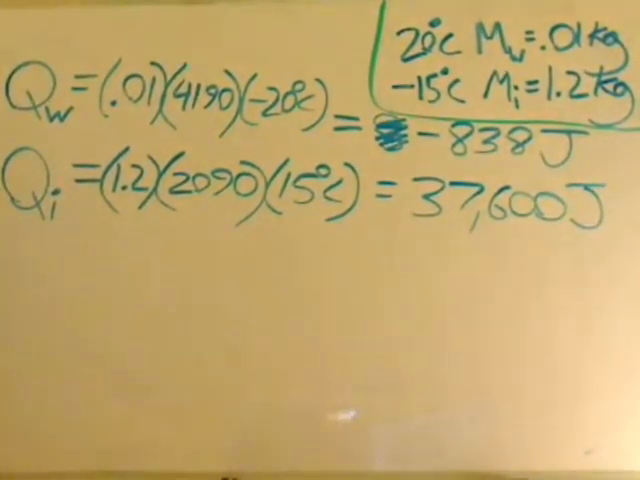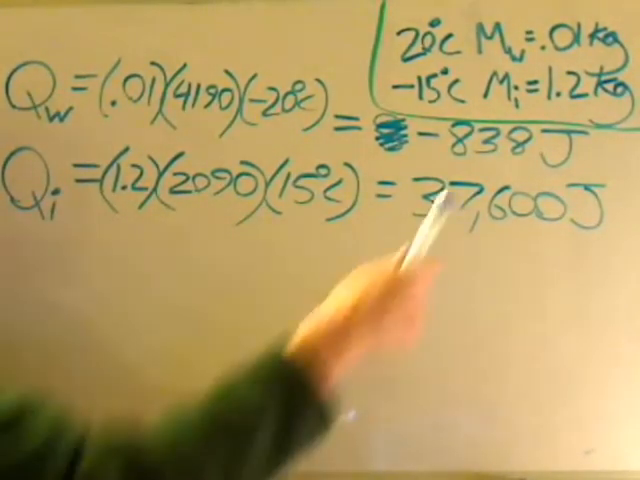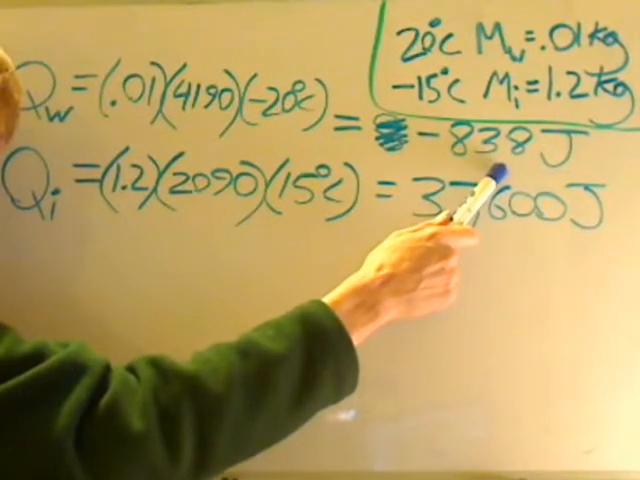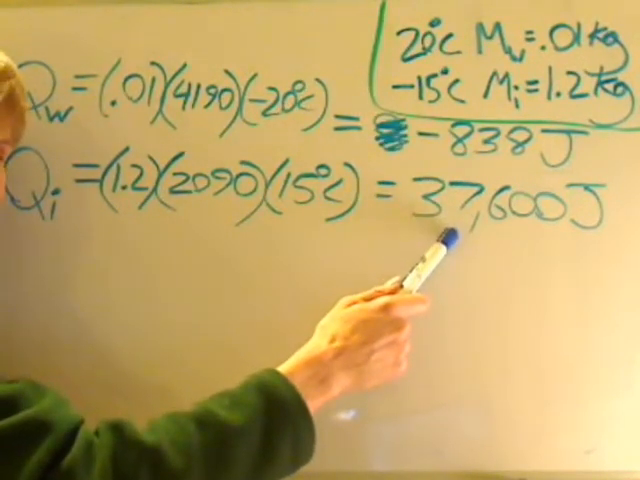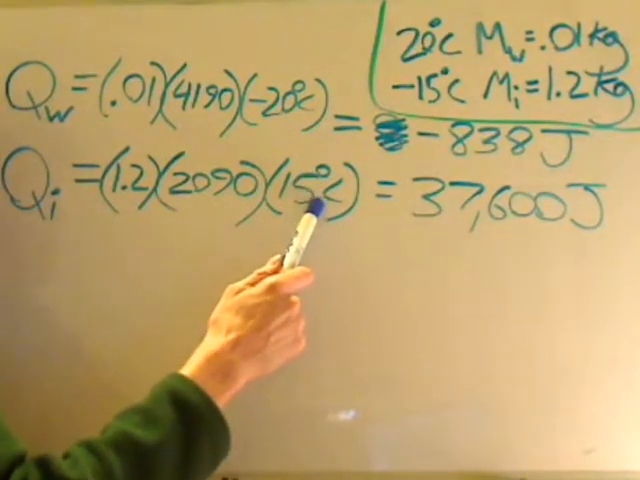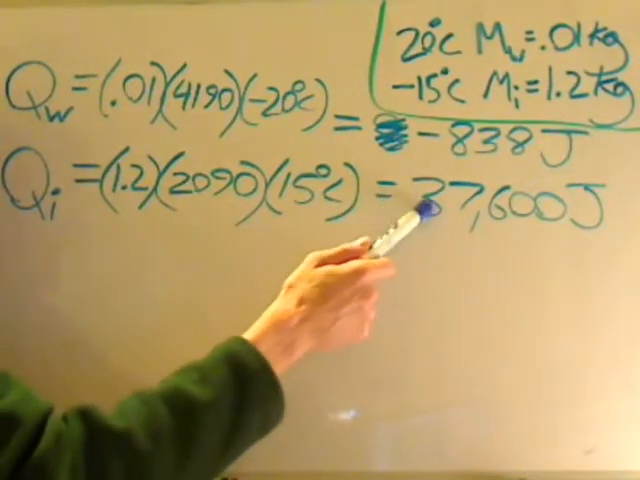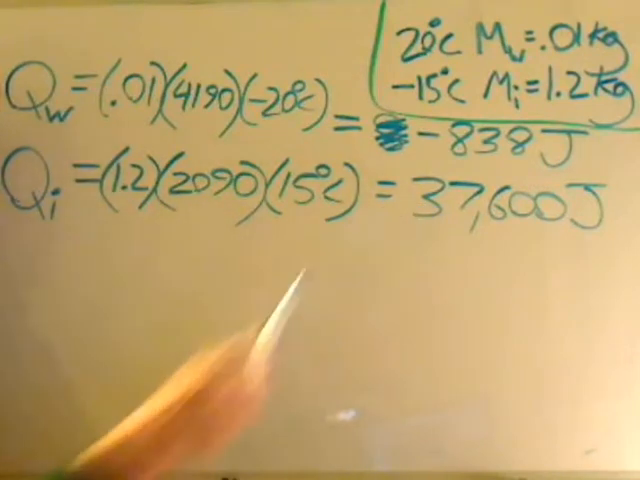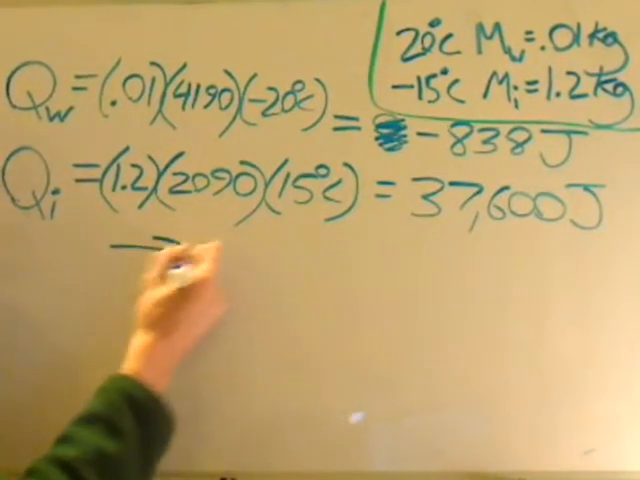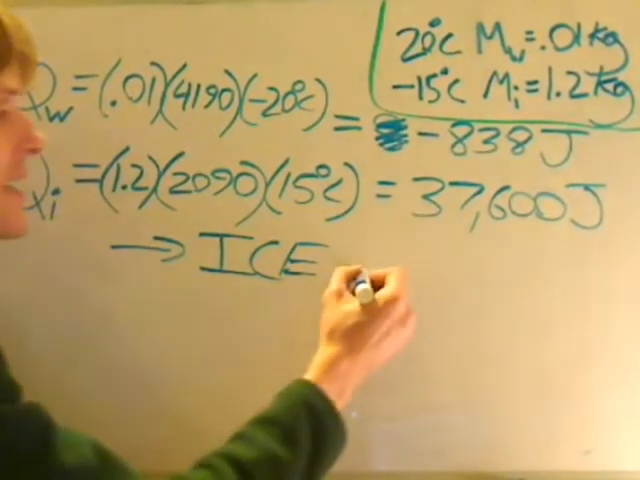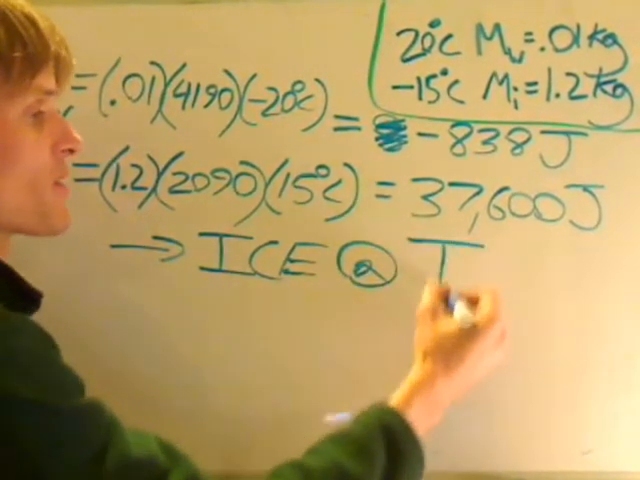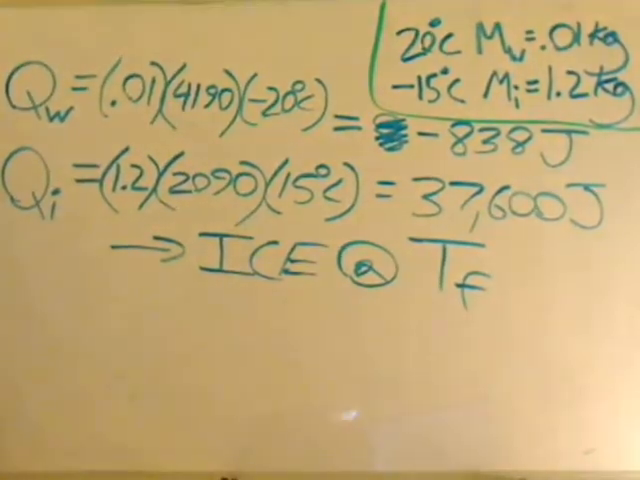Okay, so since the cooling of the water only releases 838 joules, but we would need 37,000 to warm our ice, since we would need way more heat to warm the ice, therefore our final sample is going to be ice. And we're going to say it's at some final temperature T_F.